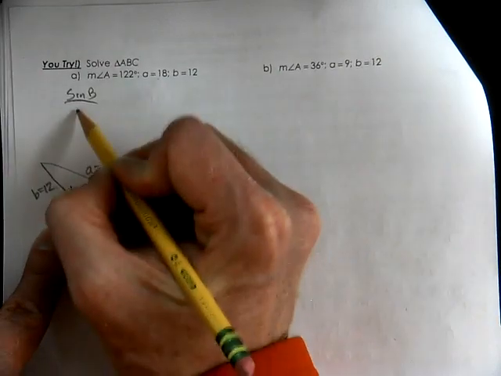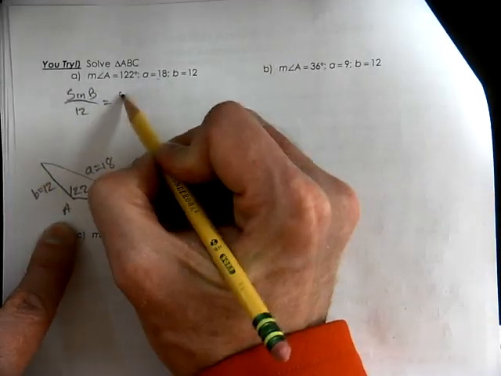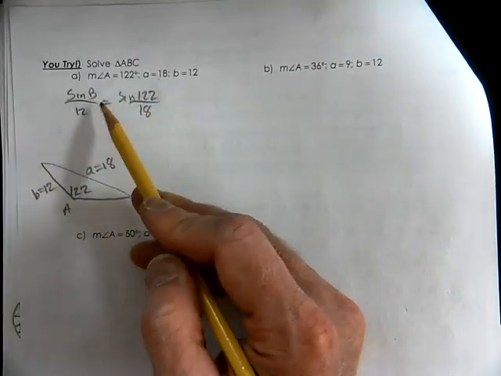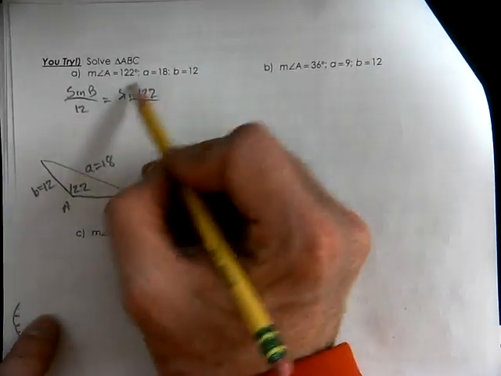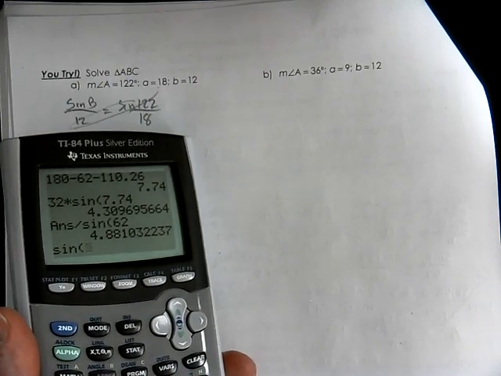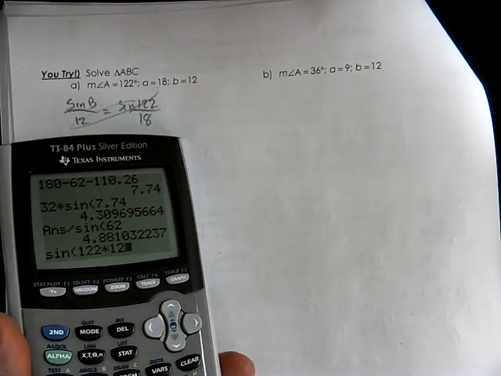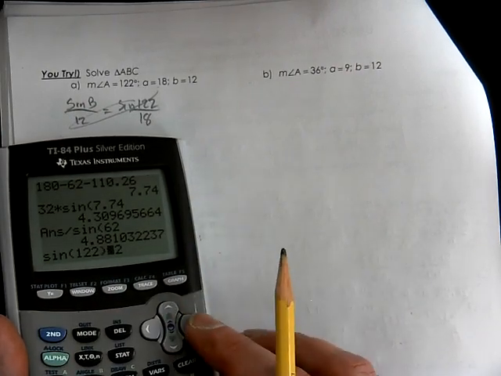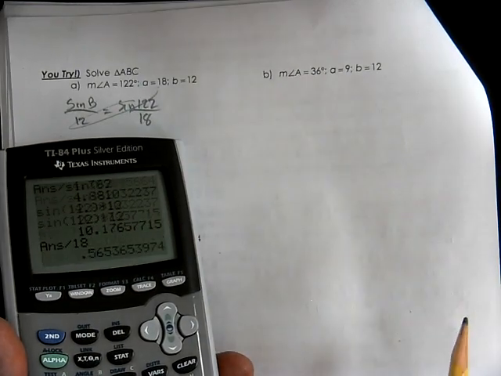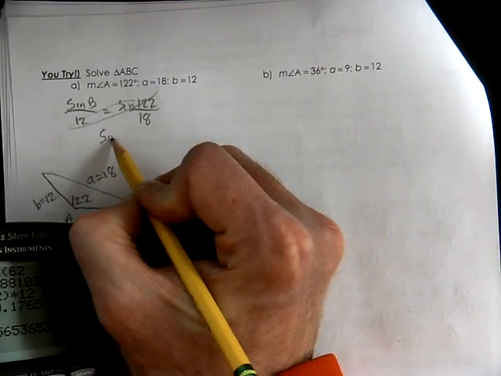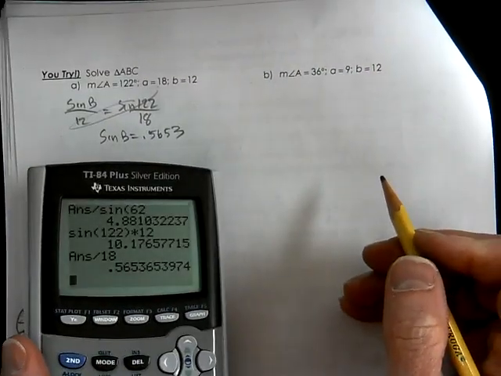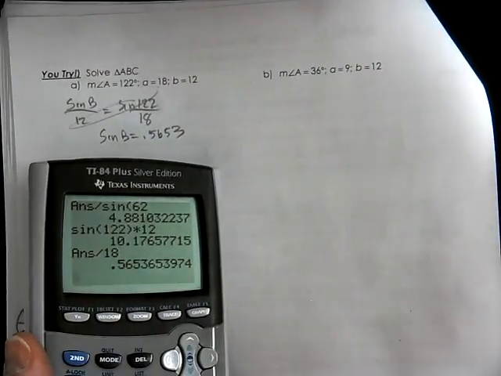The sine of B over 12 equals the sine of 122 over 18. I put the signs on top because I was solving for an angle. So I have sine of 122 times 12. I got to put that in parentheses. Super important to put that in parentheses. And then divide it by 18. And that gives me the sine of B equaling 0.5653. That's less than 1. That means everything's working out the way it's supposed to.